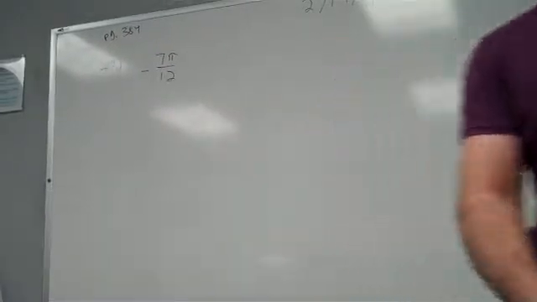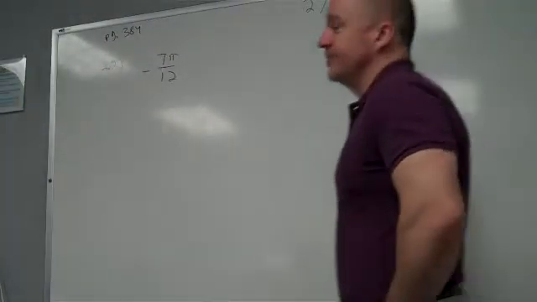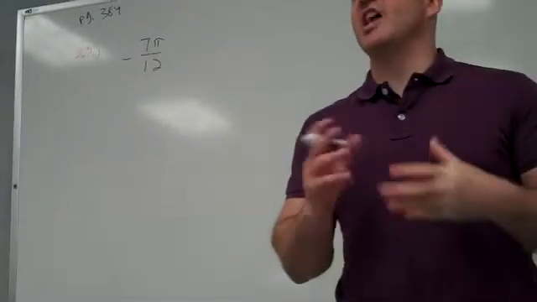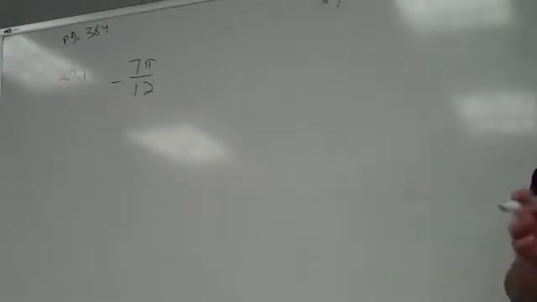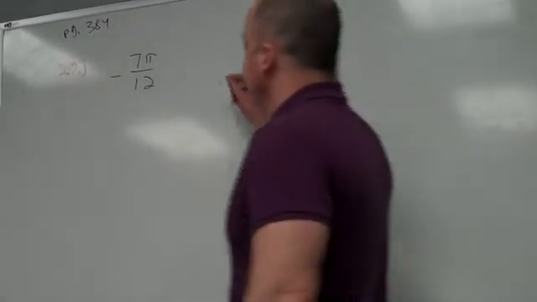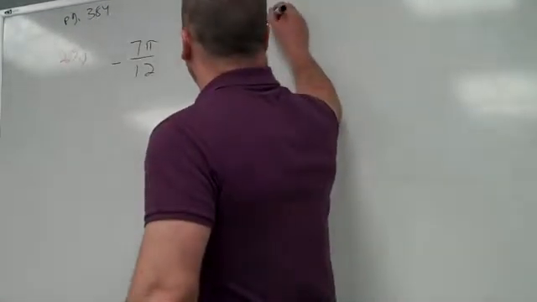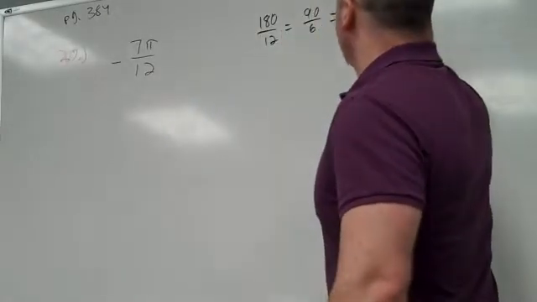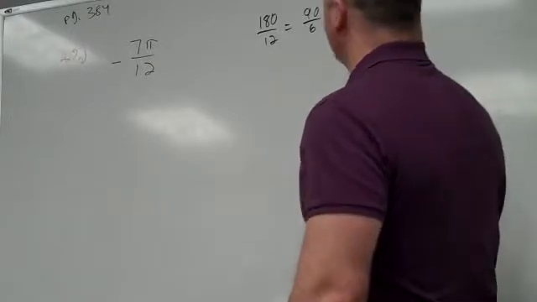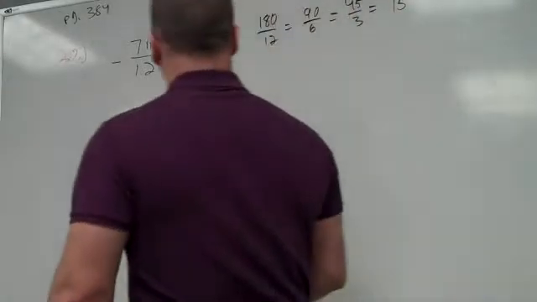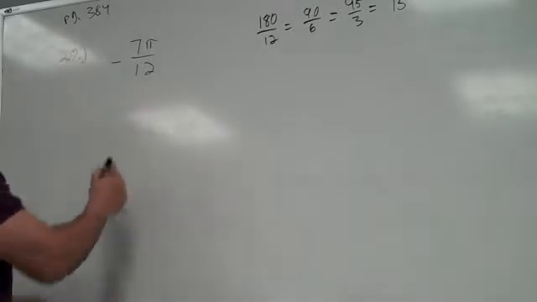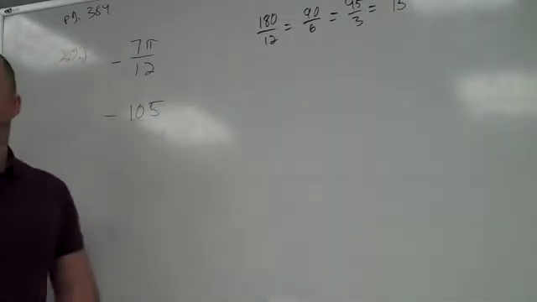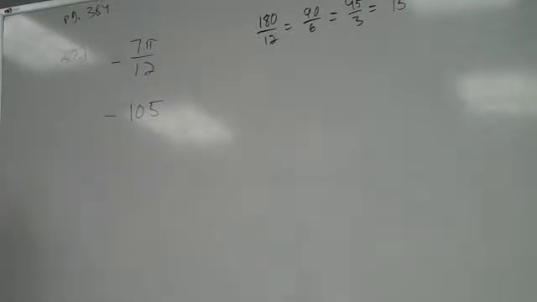Now, 7 pi over 12 is not one of the ones that goes right off the top of your head. And the reason why it's in this section is it's not one that's going to make a reference angle of 30, 45, or 60. Okay? So real quick, 180 over 12 is 90 over 6 is 45 over 3 is 15. So pi over 12 is 15. 7 times that is negative 105. Okay? Negative 105.